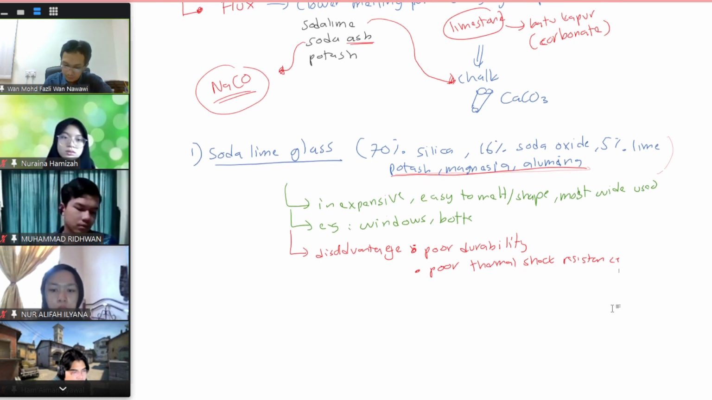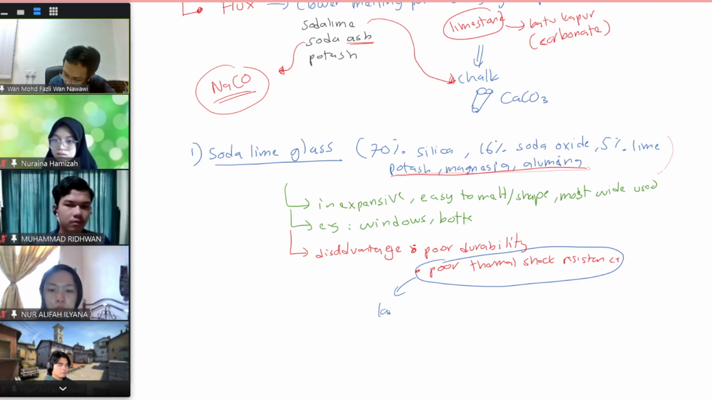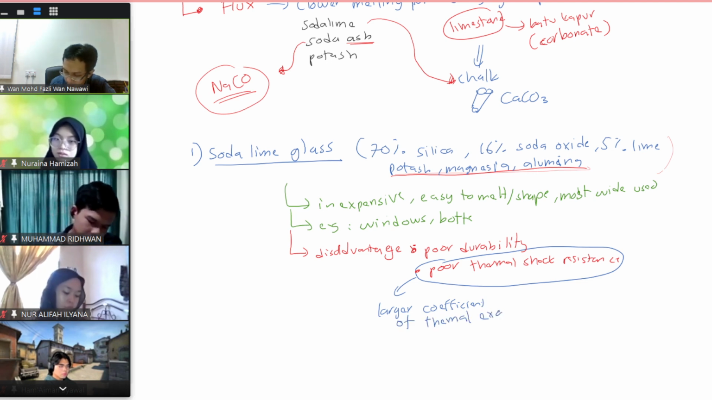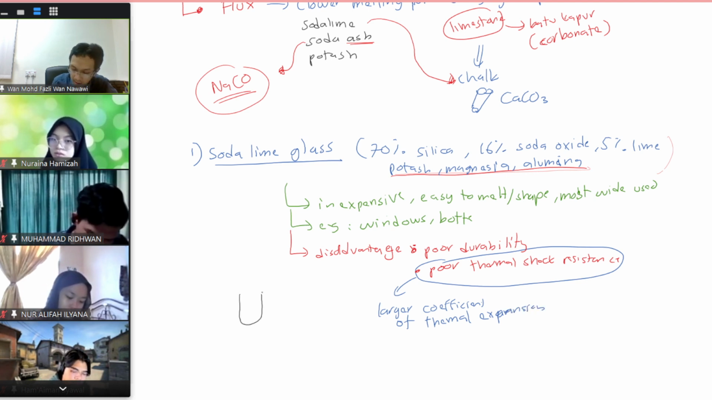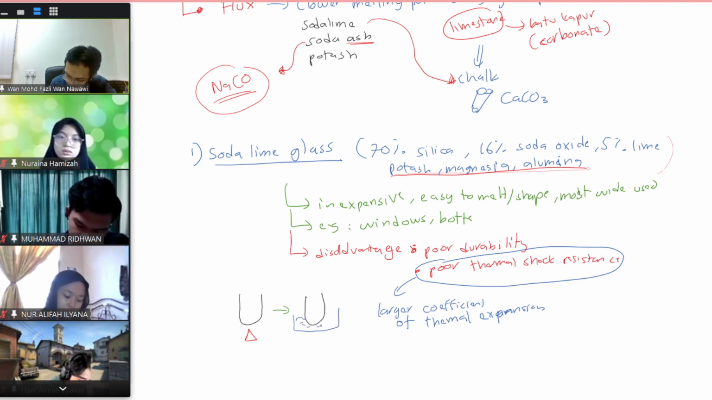The reason for this is because it has a larger coefficient of thermal expansion. What does it mean? It means that if you have, for example, this glass, you heat it, and then straight away, you put it into an ice bath. Let's say this ice bath is water lah. Let's say you put it in water.